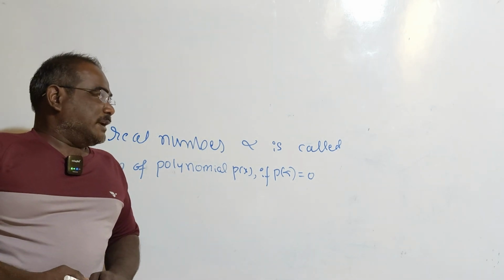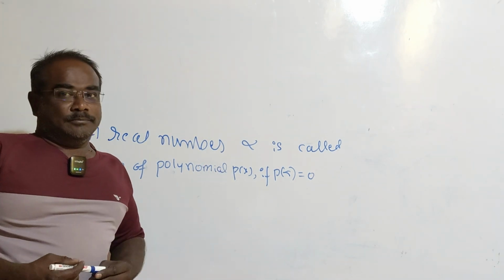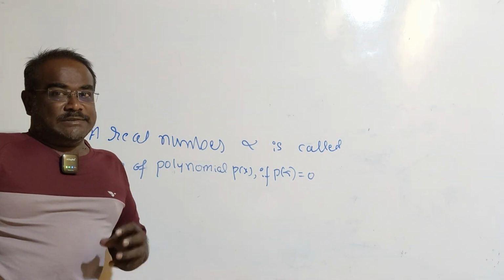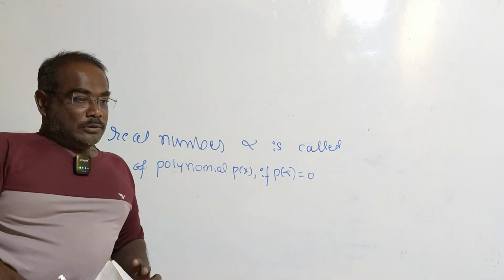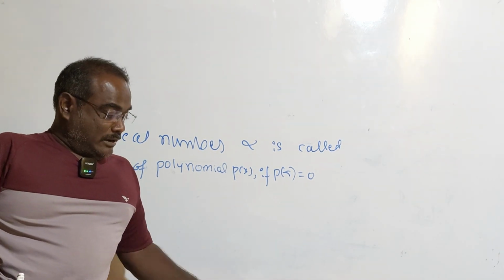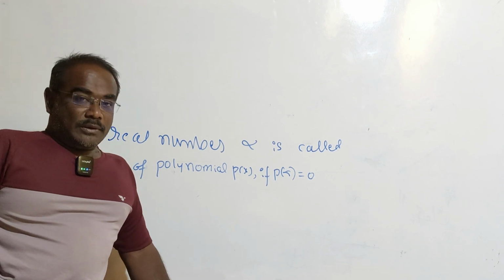Today we are going to study about zeros of a polynomial. First, we need to understand what is the zero of a polynomial. Later, we will go to how to calculate a zero of a polynomial.